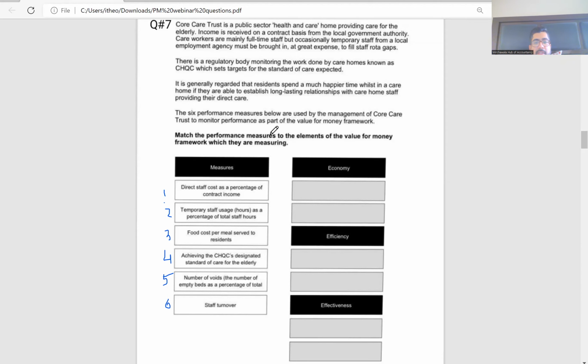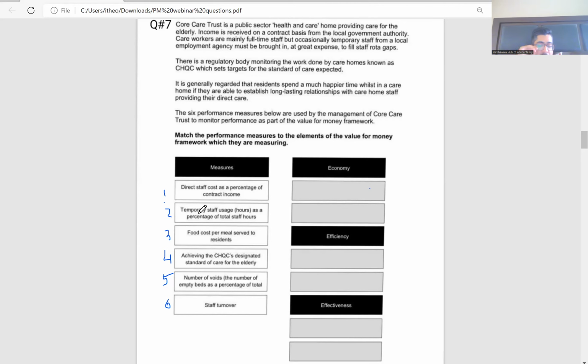Match the performance measures to the elements of value for money. Now, there are 6 performance measures, 1, 2, 3, 4, 5, 6. And there are 2 boxes in economy, 2 boxes in efficiency, 2 in effectiveness. So you need to match out of these 6, which 2 will come in economy, which 2 will come in efficiency, and which 2 will come in effectiveness.